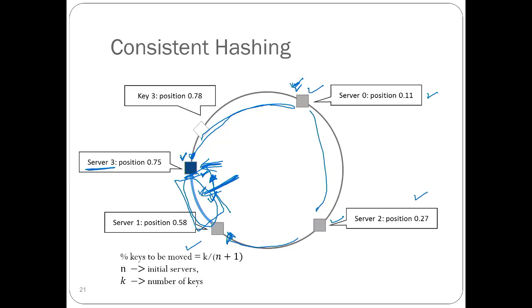All right. So if you are somebody who loves math, then here we have it. In this case, the number of keys that you will have to move is given by an expression: k over n plus 1, where k is the number of keys that we are handling, and n is the number of servers that we earlier had, which we increase by 1 to n plus 1. And you can compute that.